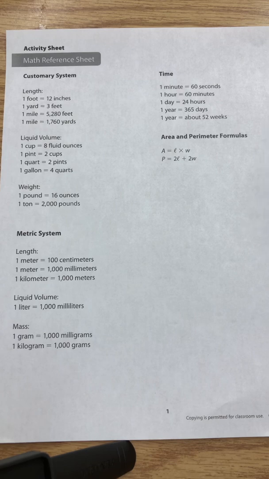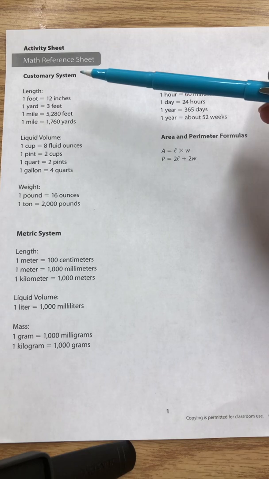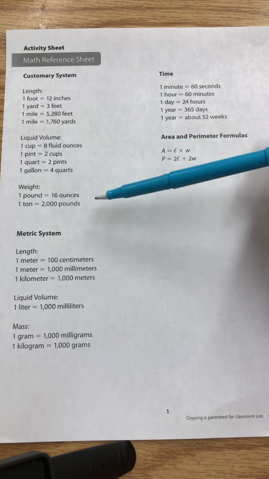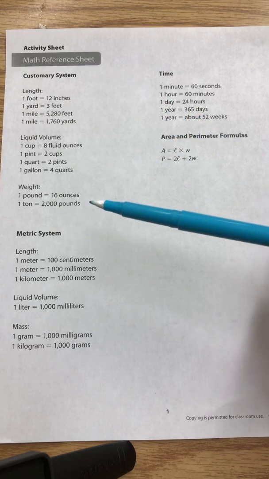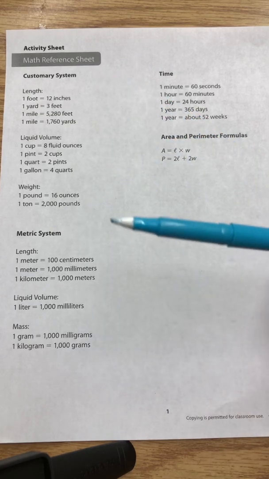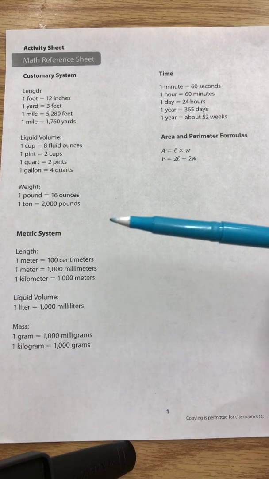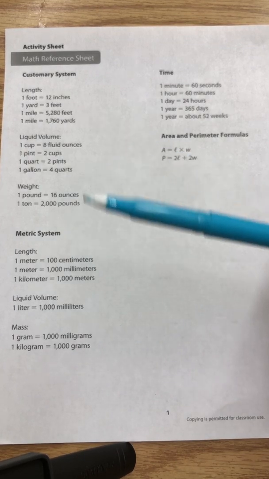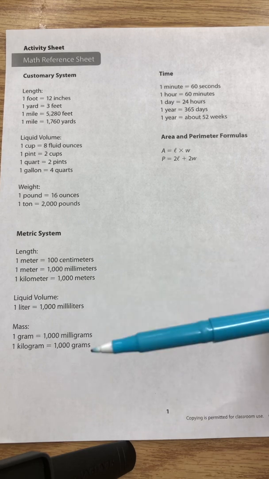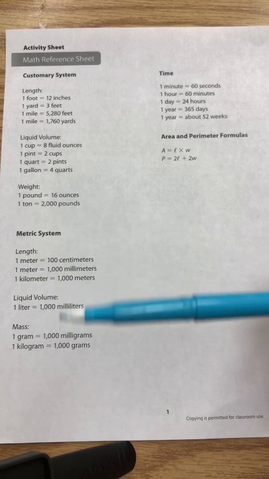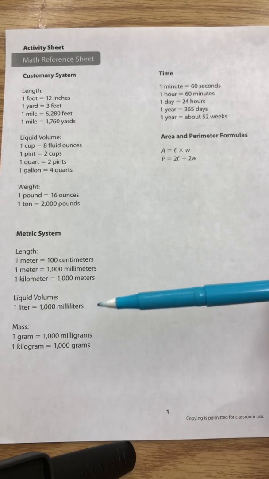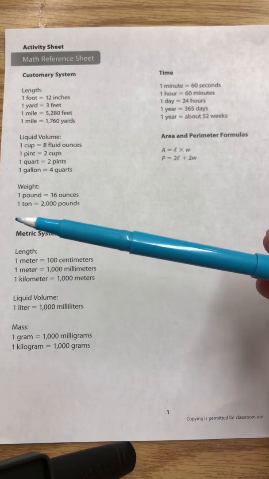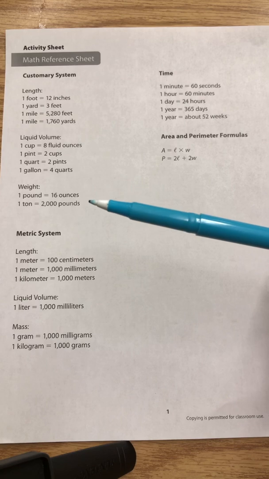Now, one thing I want to point out is this is broken down into customary units and metric units. Customary units and metric units, either one can be used. It's kind of like two different languages. They can be used to measure length, volume, weight, and then down here the same, but instead of weight, it's called mass. And every one of these are going from a larger unit to equaling a smaller unit.